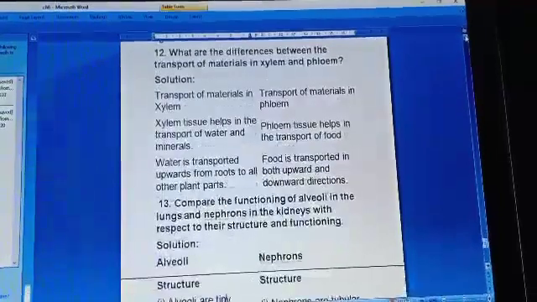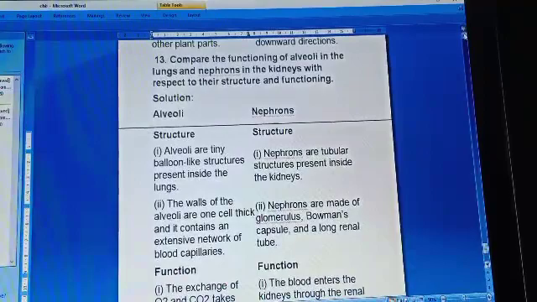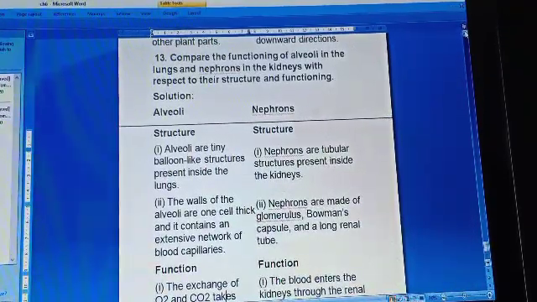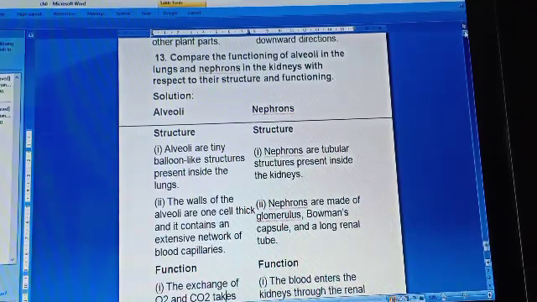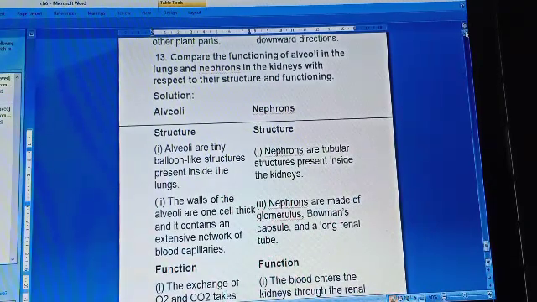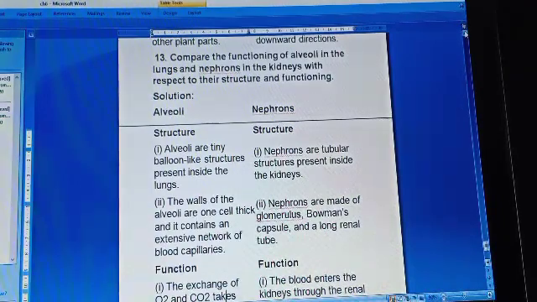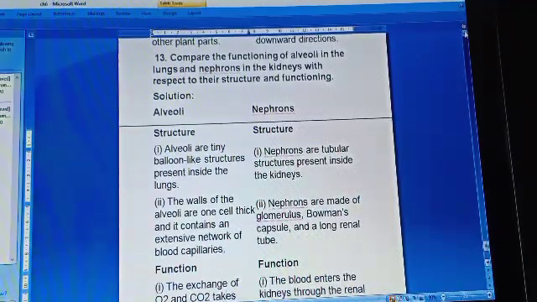Now let's see the next question. Compare the function of alveoli in the lungs and the nephron in the kidney with respect to structure and functioning. Here both systems are asked: alveoli, which is related to the respiratory system, and the nephron, which is related to the excretory system. So you have to think and then write down.